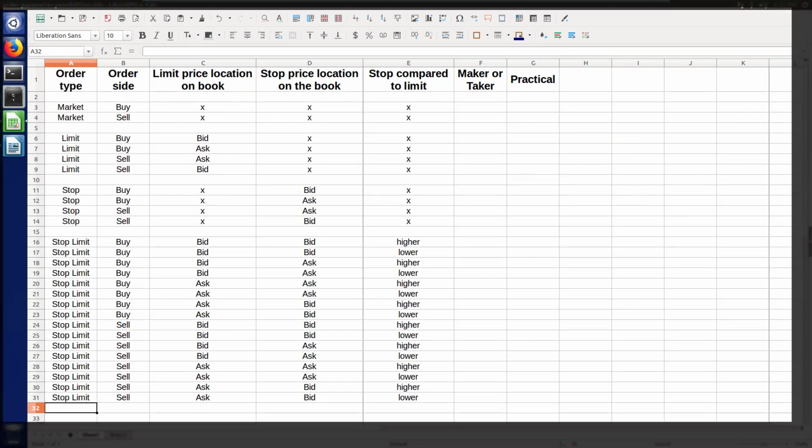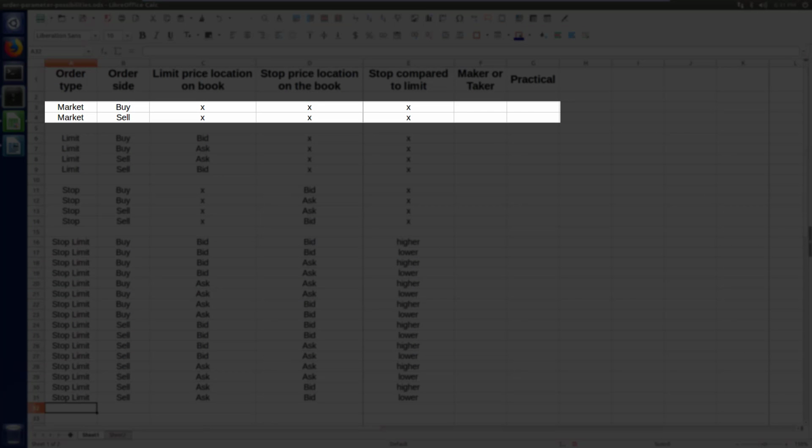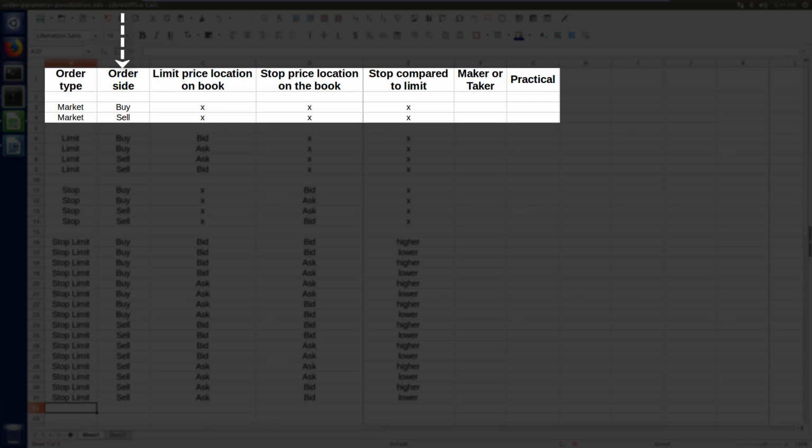We can see here that we are starting at the top with these two order configurations for market orders. Since a market order only has one parameter that affects its behavior and there are two possible values for this parameter, we only have two ways to configure a market order. We have a buy-side market order and we have a sell-side market order.